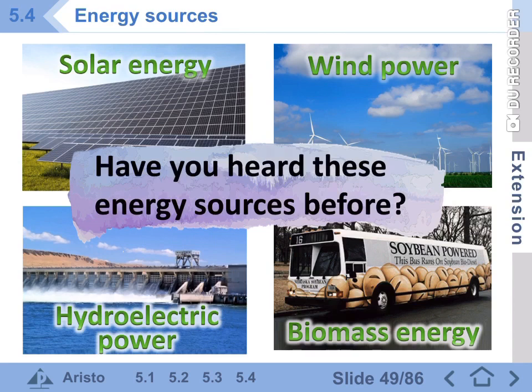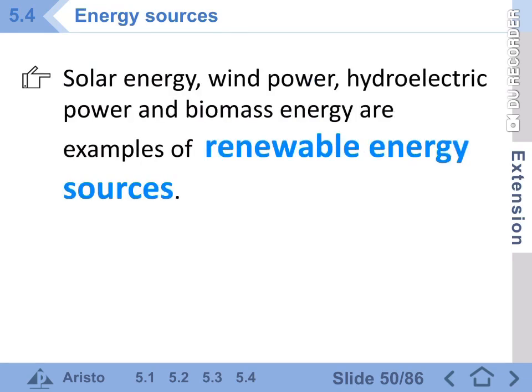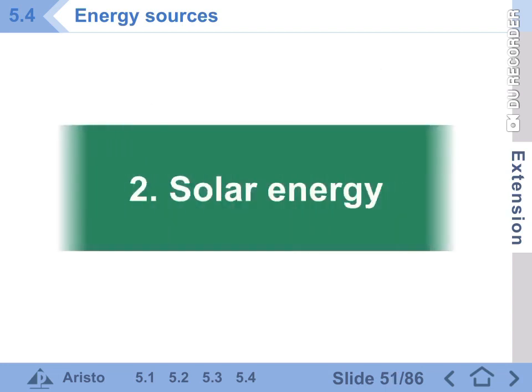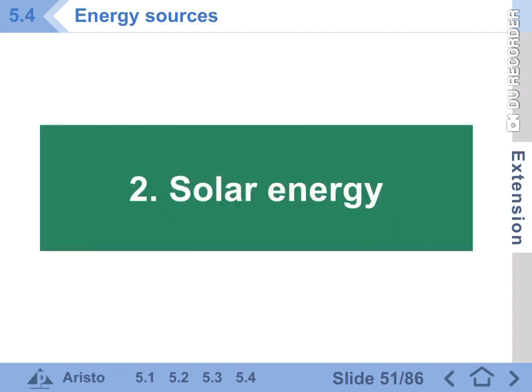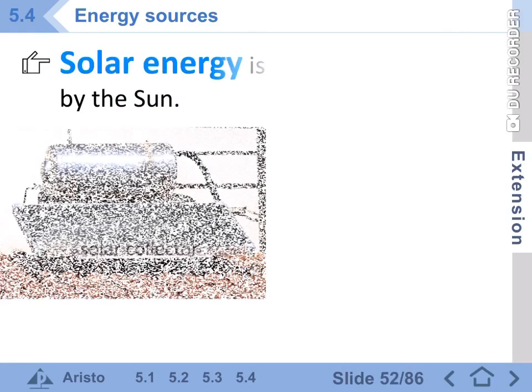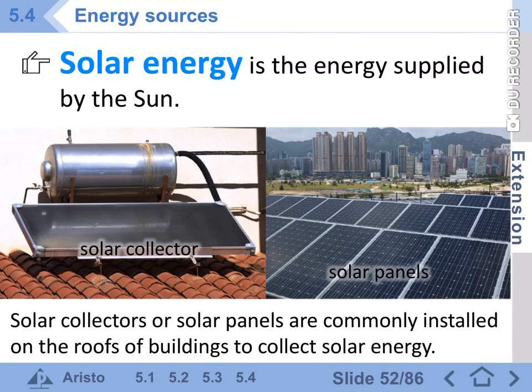The first one is solar energy. So in here, all these are renewable energy sources, meaning that they can be renewed, and as for the sun, tomorrow you still have the sun there. So in here, solar energy can be useful. And in here, we have solar collectors to heat up water, and also solar panels.